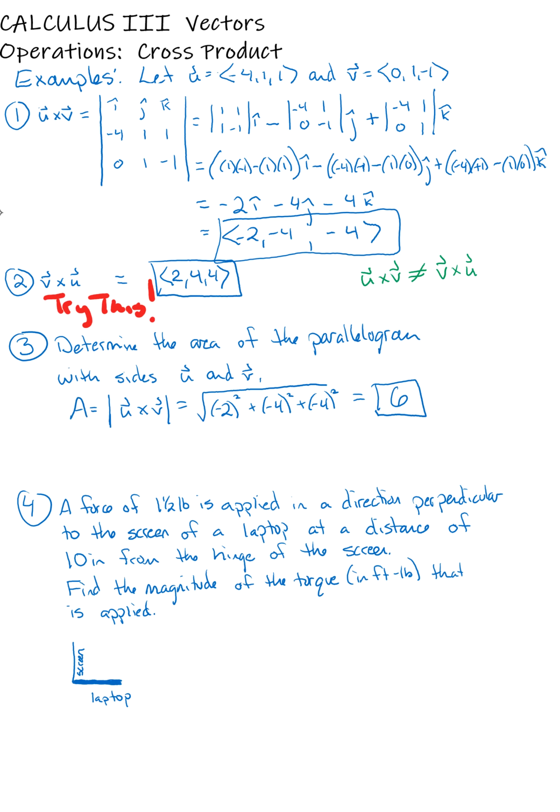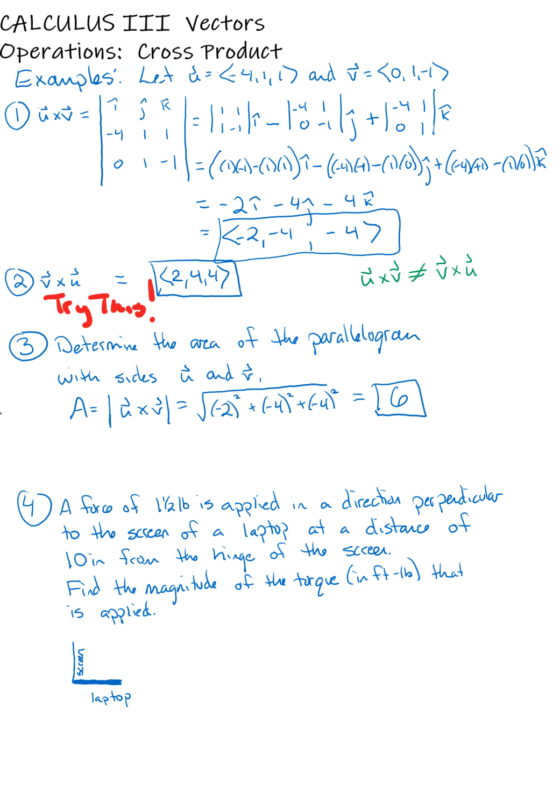All right, now let's take a look at example 4 here. We have a force that is a pound and a half that's applied in a direction that's perpendicular to the screen of a laptop at a distance of 10 inches from the hinge of the screen. Find the magnitude of the torque in foot-pounds that is applied.